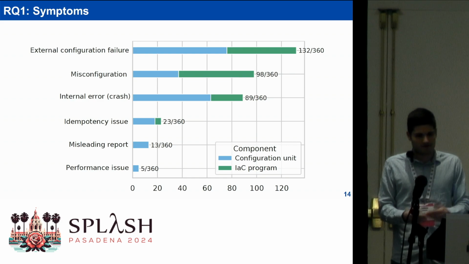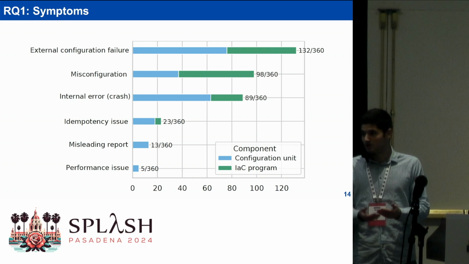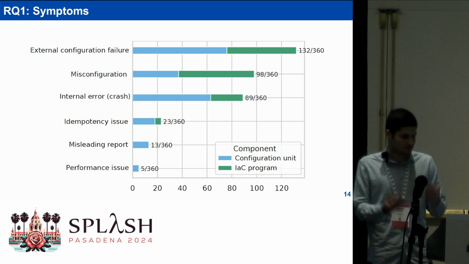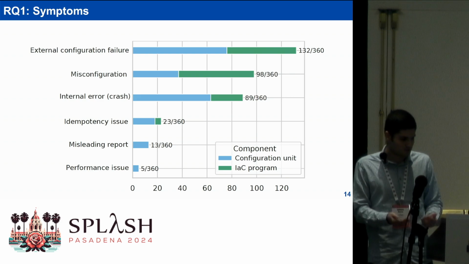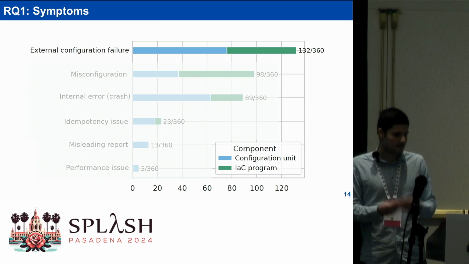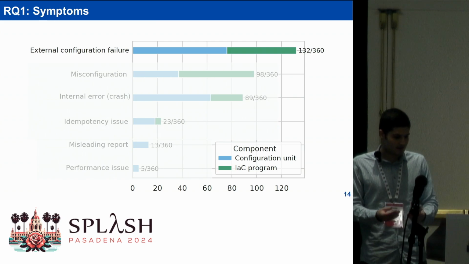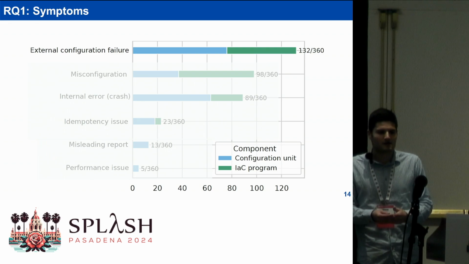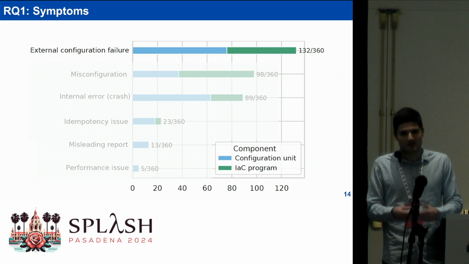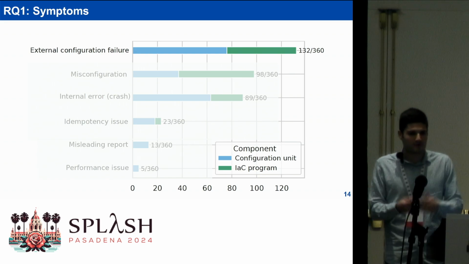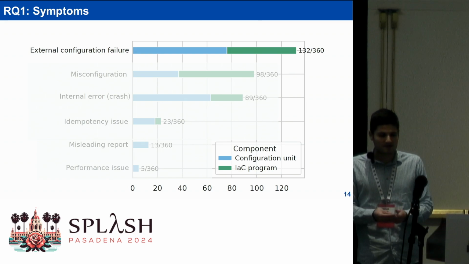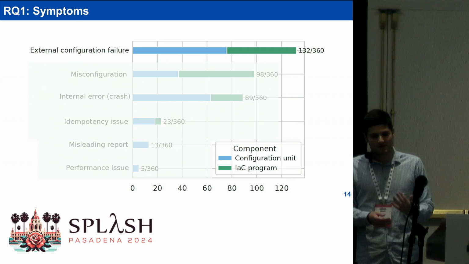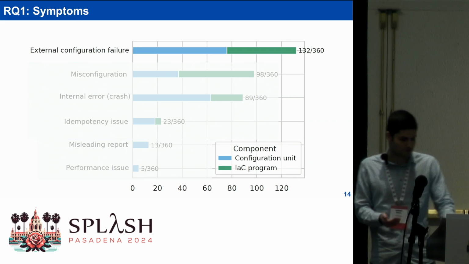Let's see now the results of our bug study, starting with the symptoms. In total, we identified 6 distinct symptom categories, and here you can see the distribution. So the most common symptom is external configuration failure. In this case, the IA component fails to perform an external operation, such as to execute an external command to the system or perform a remote communication. When this happens, the program terminates gracefully, although unsuccessfully, and we receive a message related to this external failure.